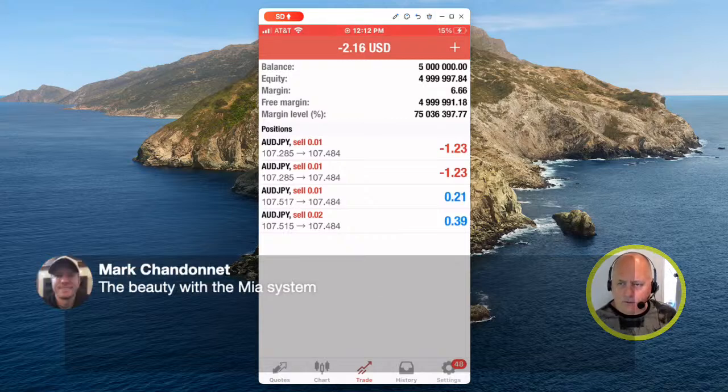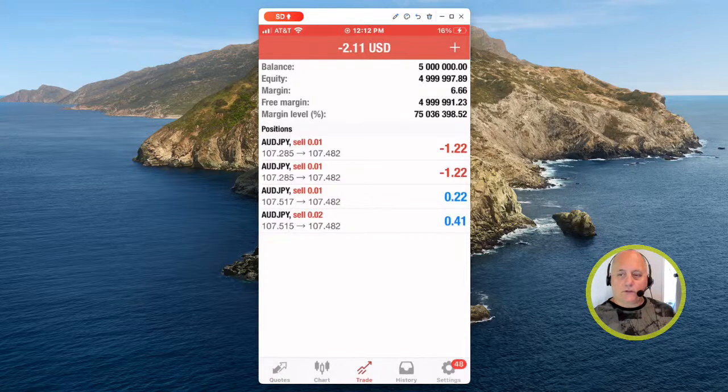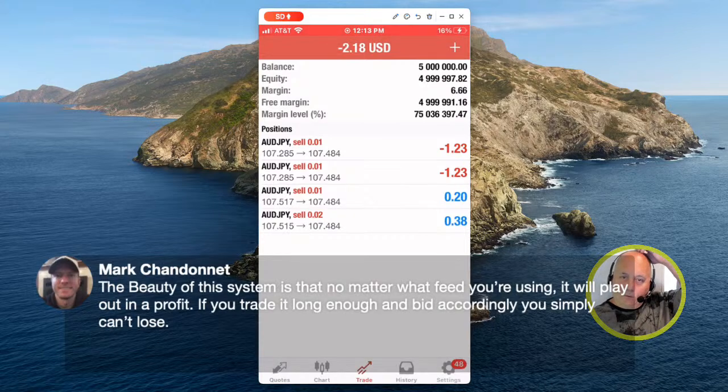Mark says, the beauty with the system. Here he clarifies. The beauty of the system is no matter what feed you're using, it will play out in profit. Yeah, because it's all coming from the same algorithm, right? Mark says, if you trade it long enough and bid accordingly, you simply can't lose. Yeah, that's why I wasn't worried about closing out a few trades that had just opened. And I just closed them. I knew it was going to copy a tiny little loss to everybody's account. But I also knew that in the end, the current basket of trades would all be profitable.